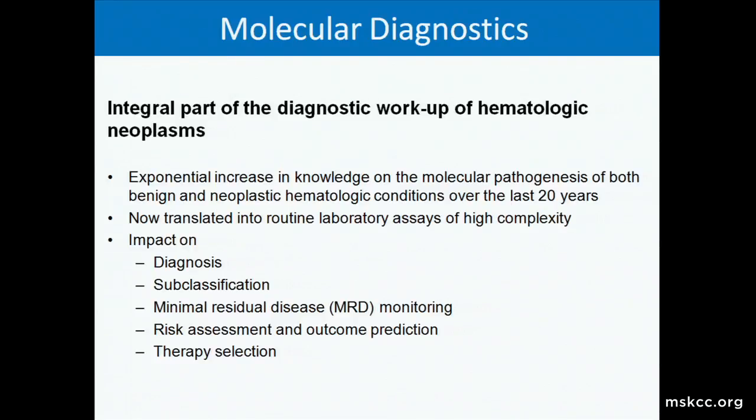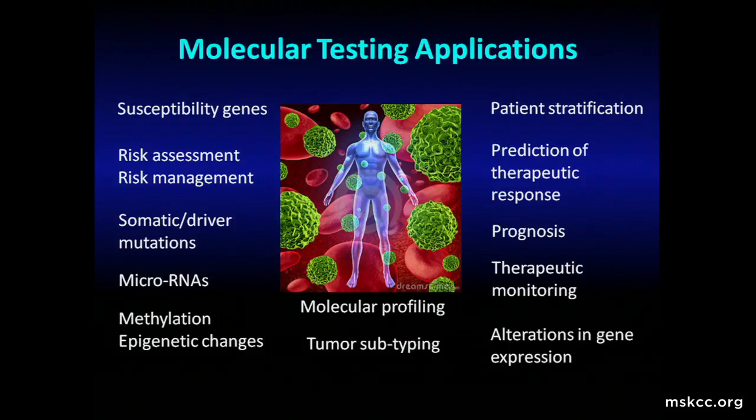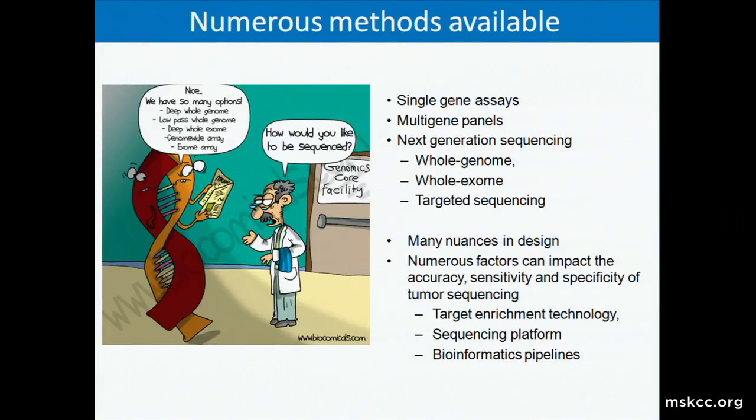All of these new molecular diagnostics techniques are having an impact on the diagnosis, the subclassification, minimal residual disease monitoring on the patient, risk assessment and outcome prediction, as well as therapy selection. But beyond that, there are just so many other uses: the patient stratification, the actual tumor subtyping, as I said, but we're also incorporating methylation and epigenetic changes, microRNAs, on top of the somatic driver mutations and fusions that you heard already. So there are numerous methods out there, and the question is, well, which one do I use?